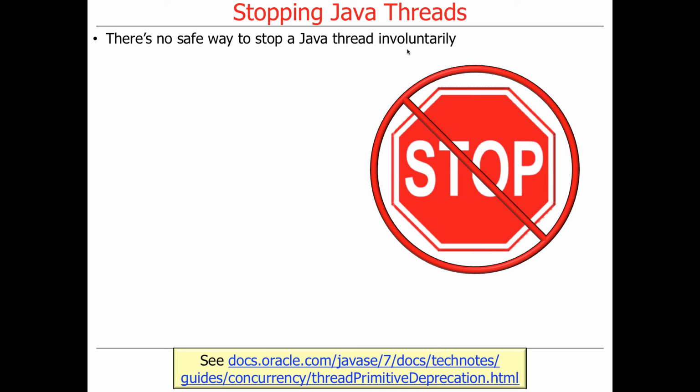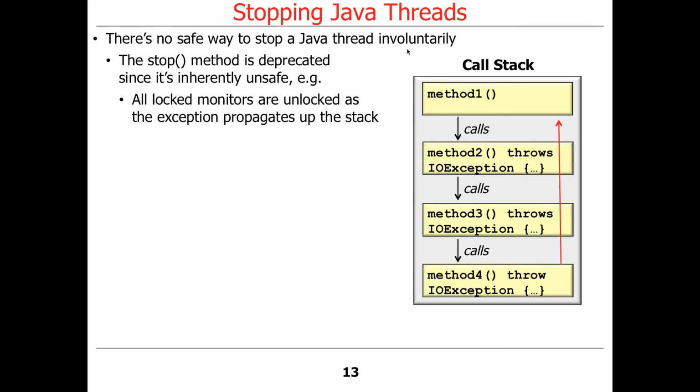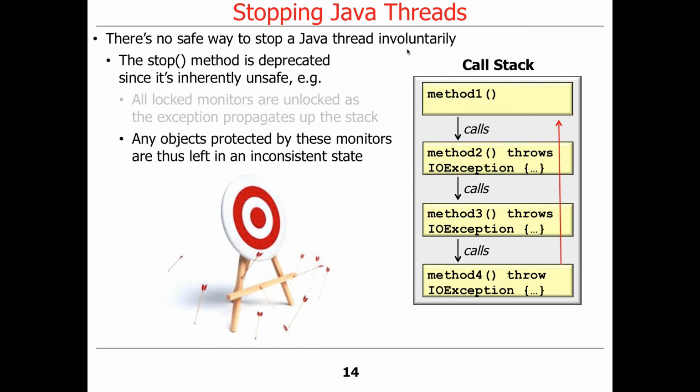And if you read this particular link, it'll explain to you why that's the case. There's a bunch of reasons. It has to do with the fact that the stop method is inherently unsafe. What that means is several things. It means that all the monitors that a thread holds are automatically unlocked as the shutdown thread exception propagates up the runtime stack. And as a consequence of this, you'll have any objects that were protected by those monitors left in some unprotected and inconsistent state.